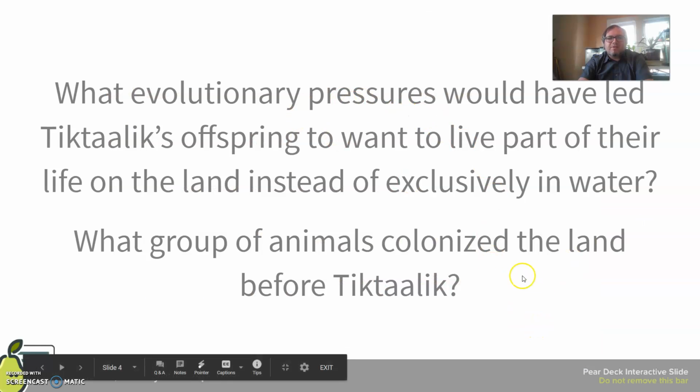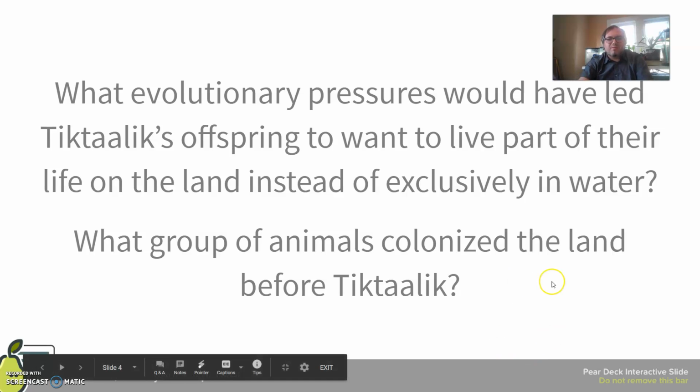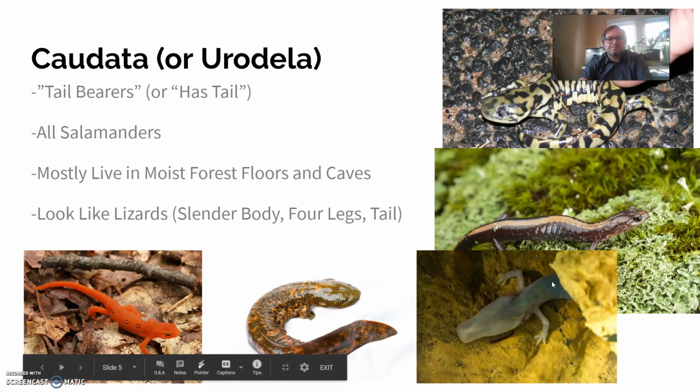So when you think about the evolutionary pressures that led Tiktaalik's offspring to want to live on land instead of in water, part of it was to escape predators. The other big thing was that on the land, there were already insects and arachnids and other types of bugs that we think of. So those were a good food source for those animals. So that's another big draw for amphibians to move on to the land.